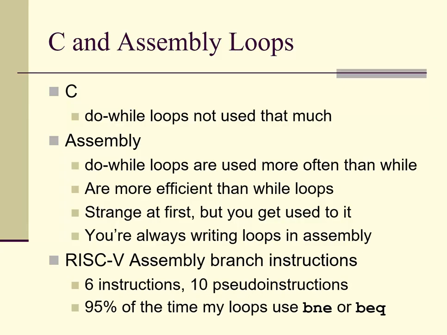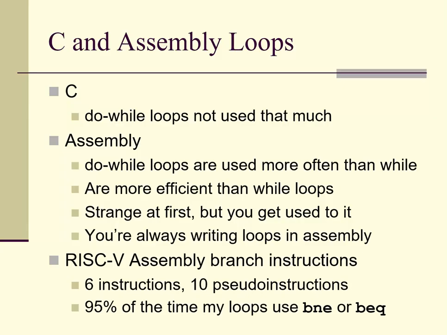So in C, it's really interesting. Do-while loops are not used that often. In assembly, they're used more often because they're more efficient. It's really strange stuff at first, but you get used to it. You're always writing loops in assembly. If you're not writing loops, it's just boring.